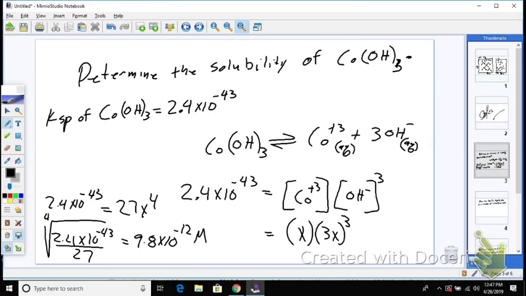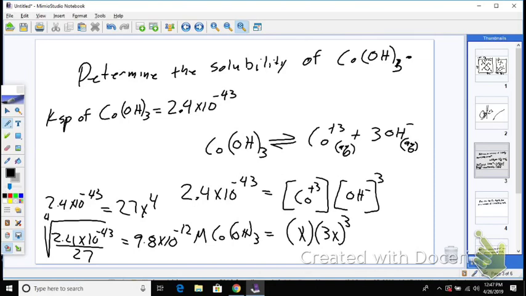That's the molarity of COOH. That is the solubility. That means in a liter of water you can dissolve 0.000000000098 moles of it. Not soluble. Okay? Extremely insoluble. Any questions on that?